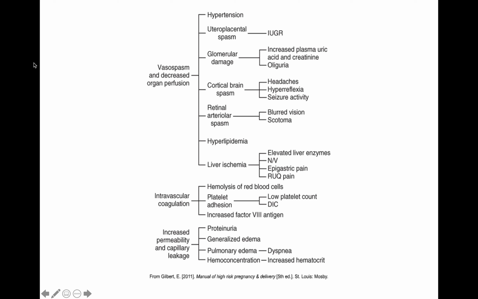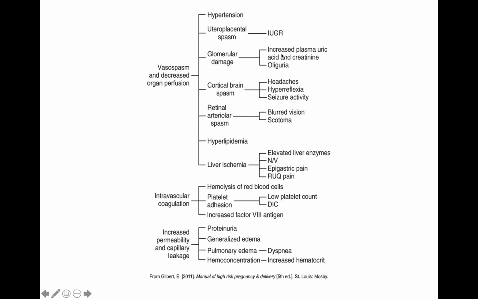Okay, we're going to move on with a diagram of what HELLP preeclampsia is in relation to the other diagram that I showed you, the subsets of it. But here we have hypertension, uteroplacental spasm, and so we can have an IUGR baby simply because we're not getting the blood flow. And IUGR again is intrauterine growth restriction, so small for age baby.